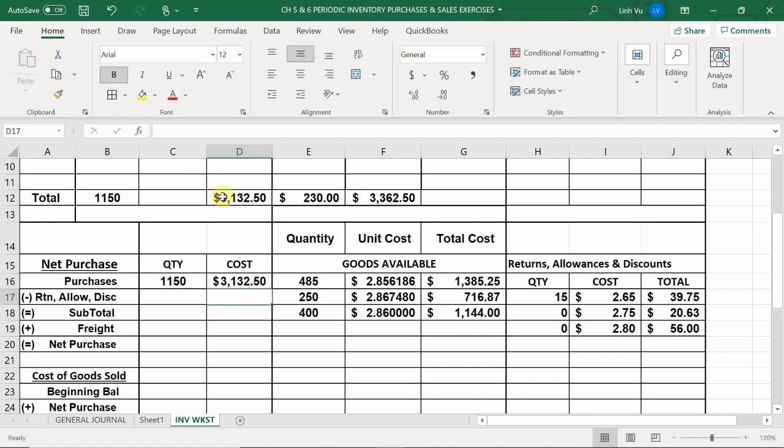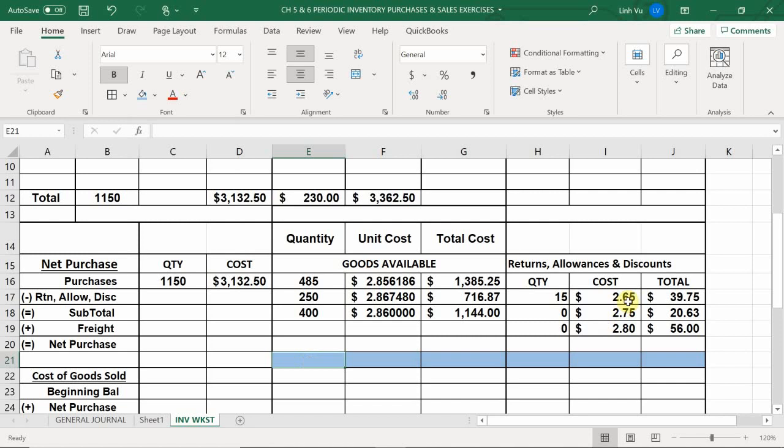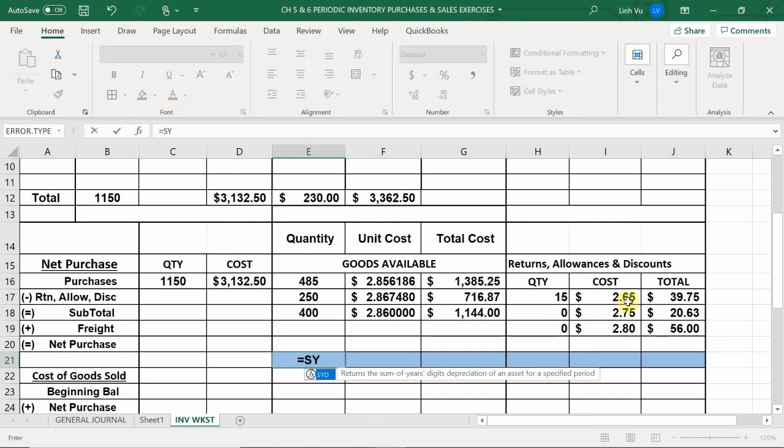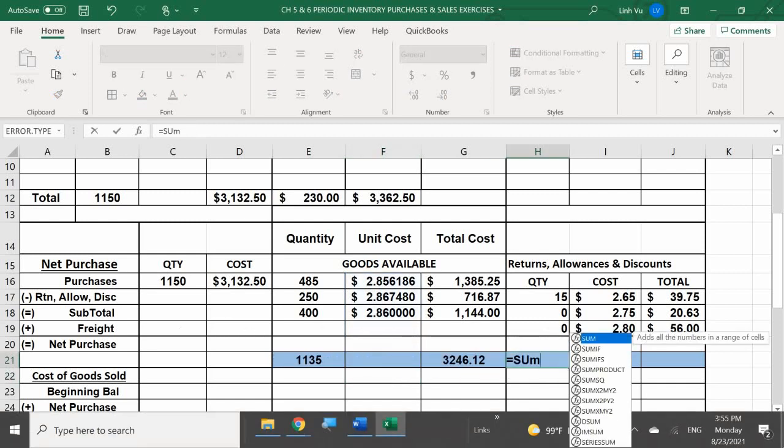Okay. So here, this is where I need to calculate my totals for my goods available as well as my inventory on hand. So I'm going to make this a nice blue color. Let's start with the goods available section since I'm here, right? I should have now 1,135 for a grand total of 3,246.12. Okay.